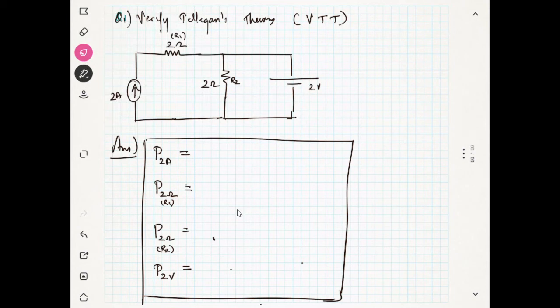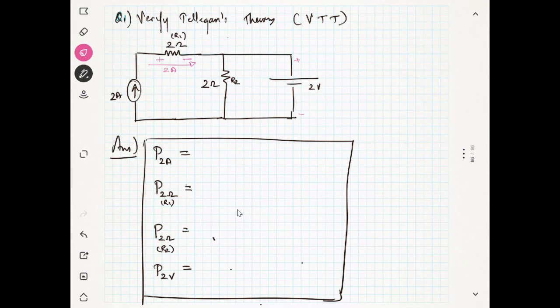We will calculate the power of the first resistance first of all. We want to know that this current is going here like this. So this is plus, this is minus, and the current is 2 ampere. Am I correct? Yes. And you know this voltage is plus and this is minus 2 volt.